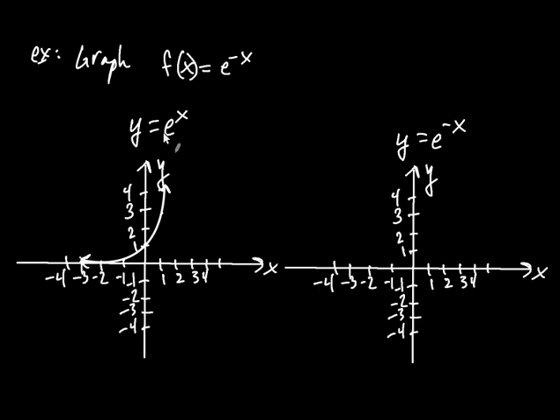And what happens if you replace x with negative x? We know the effect of that transformation is to simply take the graph that you had and reflect it across the y-axis. So the graph over here is going to be simply this graph, but reflected across the y-axis. Let's graph that in now. So there's the graph of our function. It's a decreasing exponential function where we simply got it by reflecting e to the x across the y-axis.